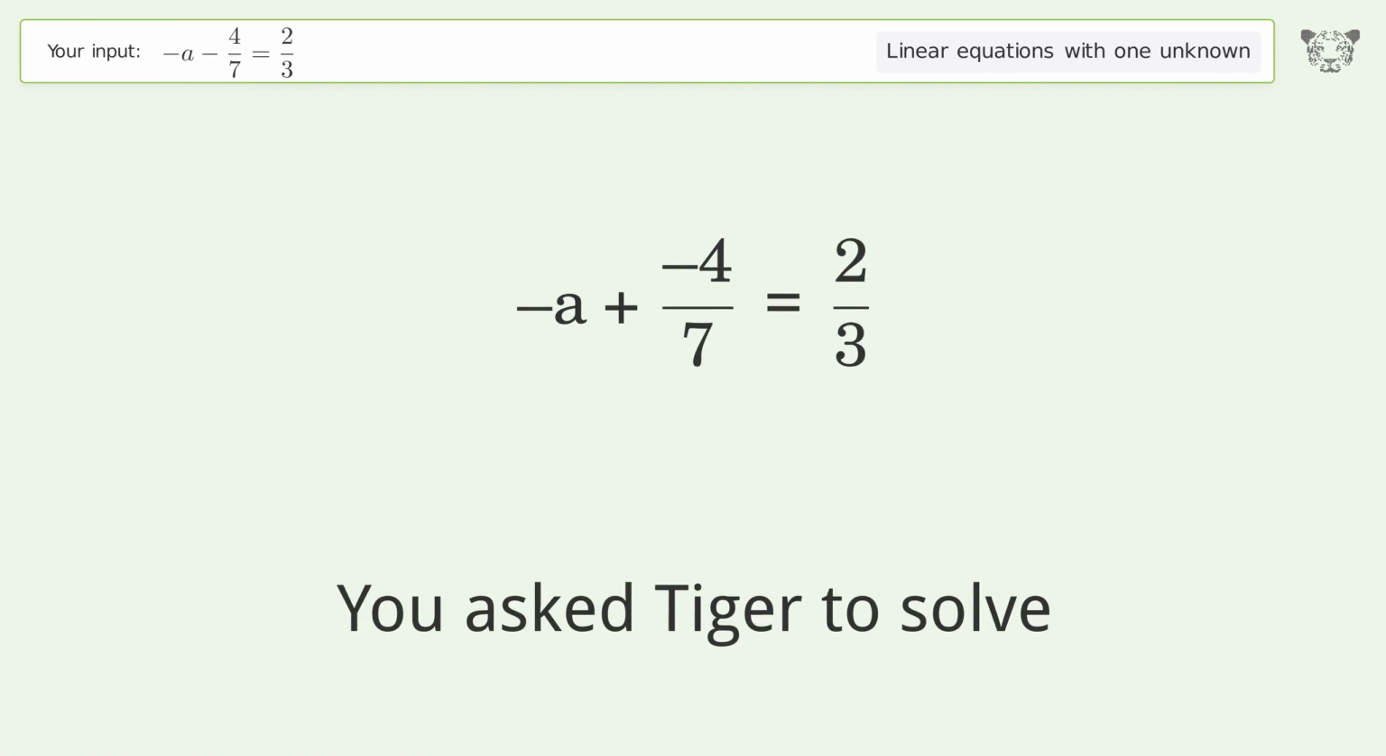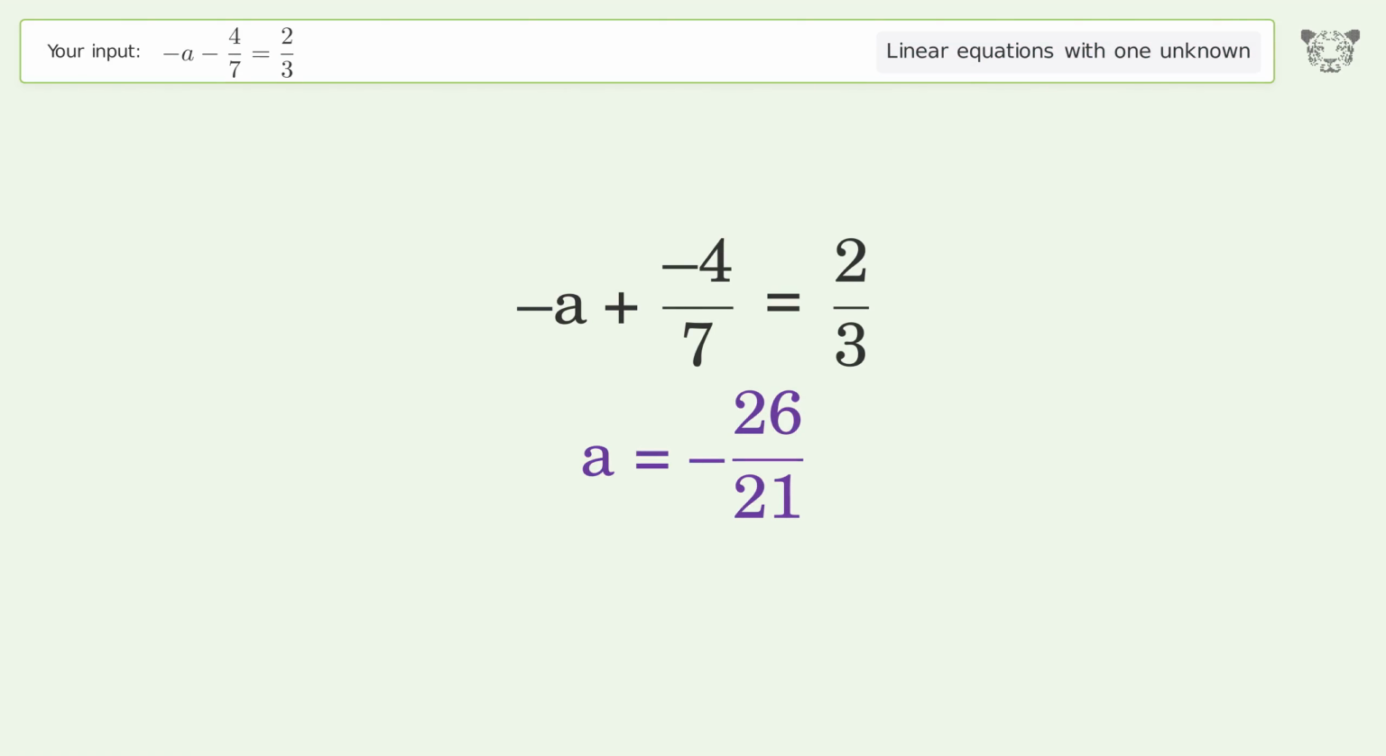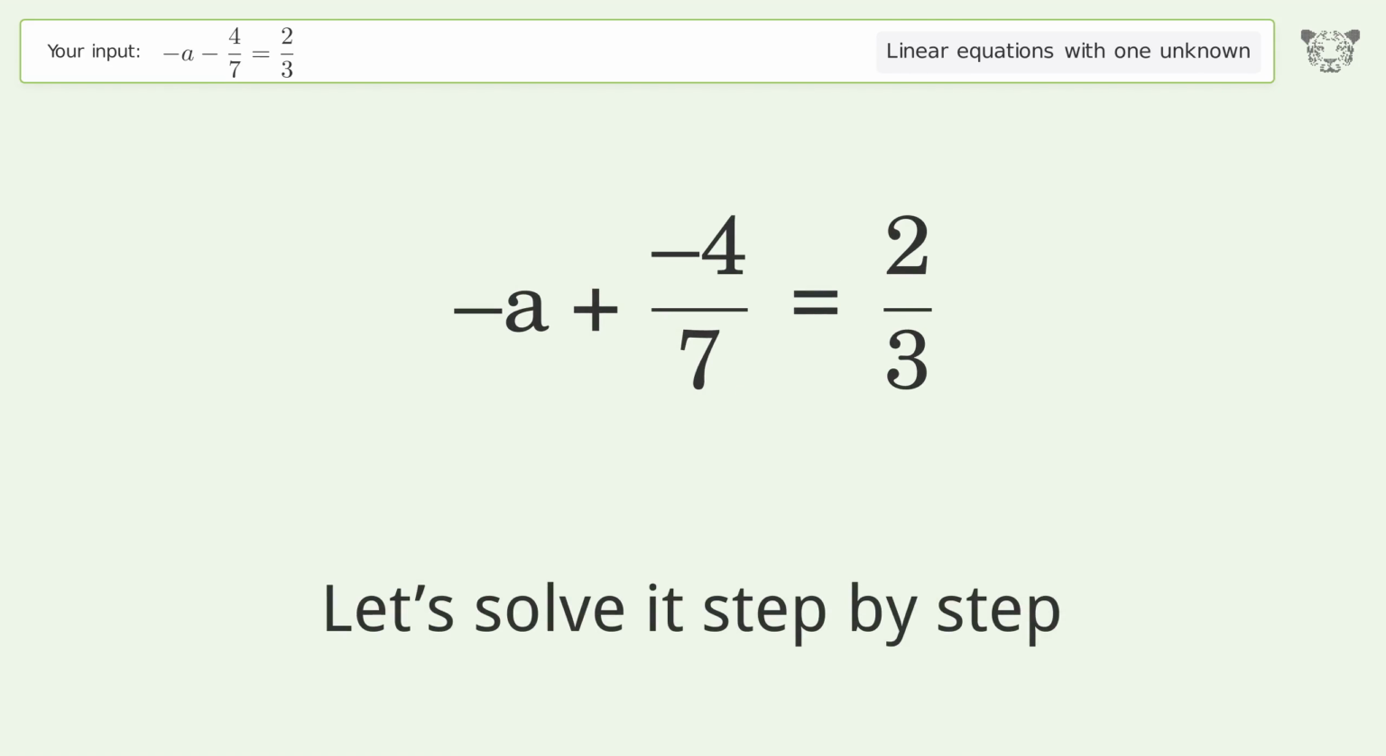You ask Tiger to solve this. This deals with linear equations with one unknown. The final result is a equals negative 26 over 21. Let's solve it step by step.